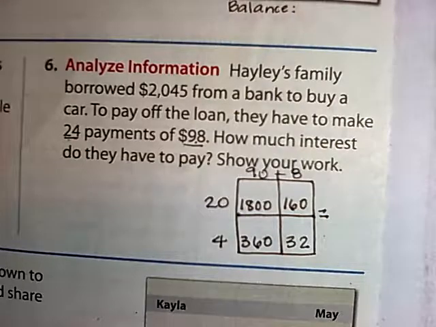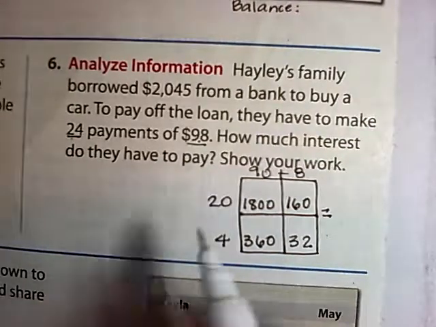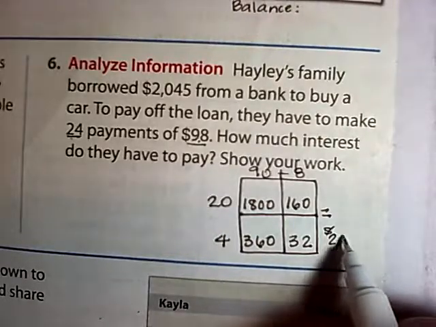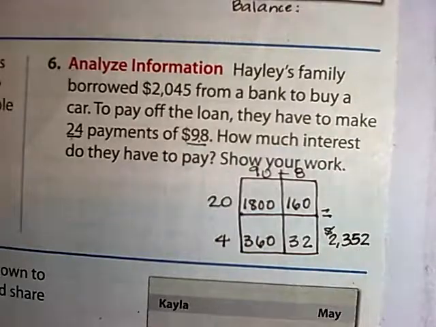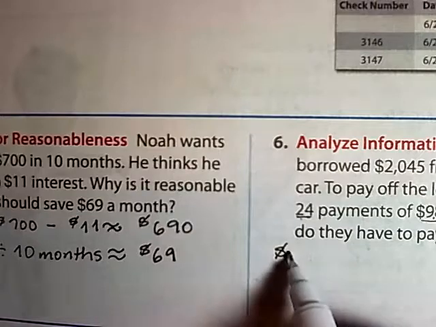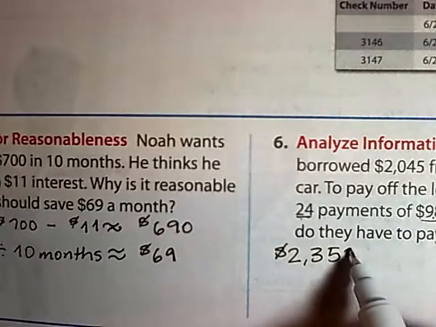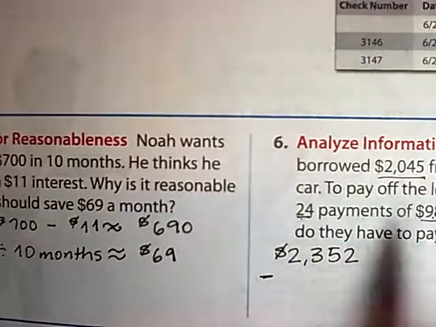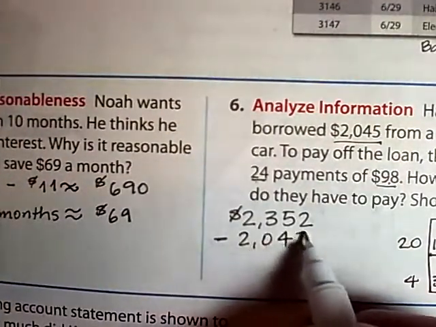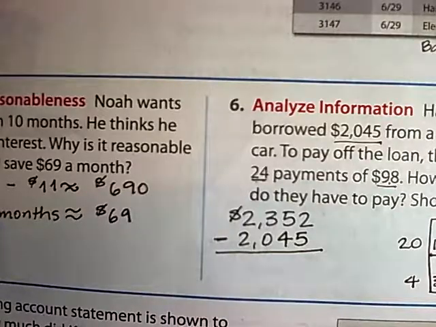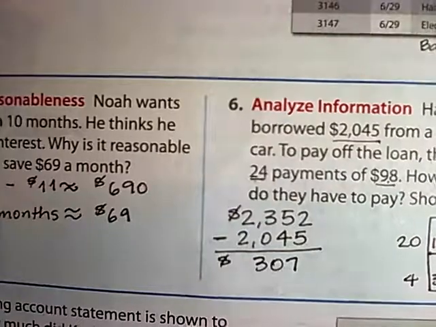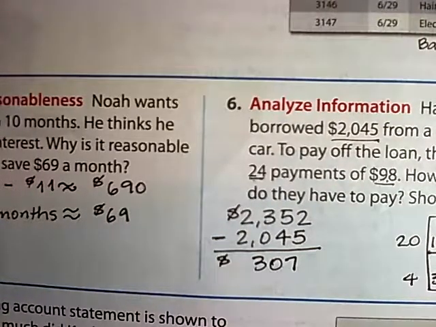Okay, we're going to add all that together, right? And we're going to get, I'm going to put it right here on the side, 2,352. That's how much they have to pay back. Now, what is the interest that they're paying on that loan? Well, 2,352 minus the original borrowed amount, which is 2,045, gives us the difference, which happens to be the interest. And that's going to be $307. Okay? All right.